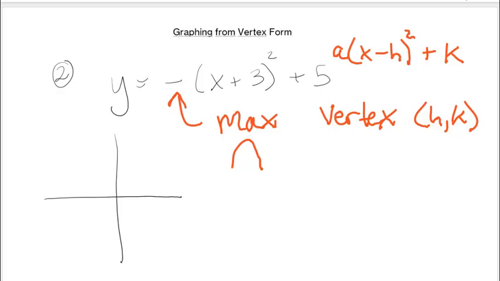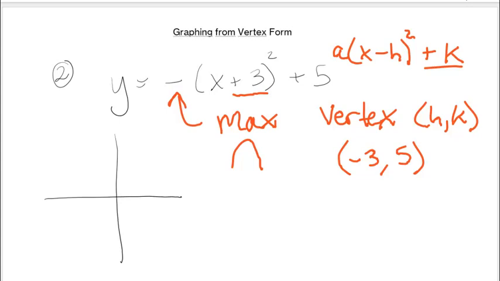If your equation has a minus value, then that's going to be the h value. But you'll notice that this says plus 3. So when I'm writing my vertex, it's actually going to be negative 3. And then I've got my plus 5. That actually matches up, so plus 5.